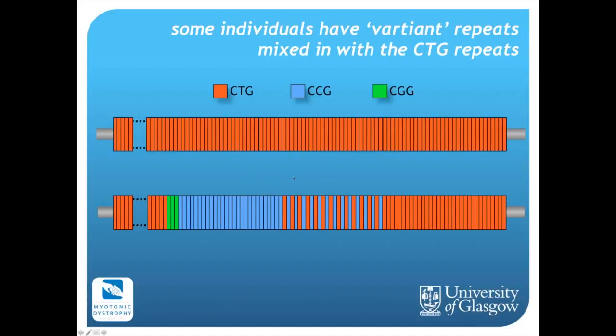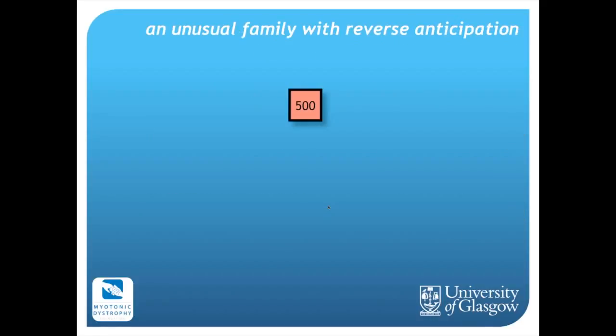So it looks like we've now discovered similar types of effects in around about 5% of individuals with myotonic dystrophy. And it looks like the general story is that individuals who have these atypical mutations tend to have slightly milder forms of the disease. I'm going to just illustrate one example of a family that we identified here that's very unusual because it shows reverse anticipation.